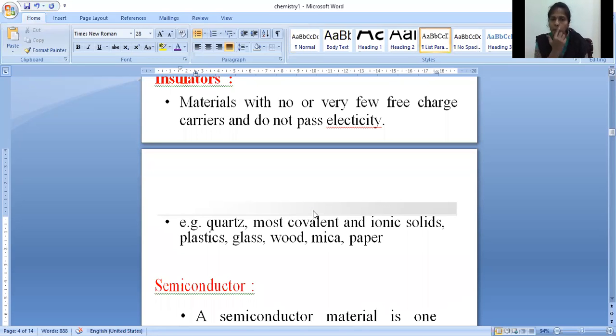Examples are quartz, most covalent and ionic solids, plastics, glass, wood, mica and paper. All of these are the best examples of insulators.